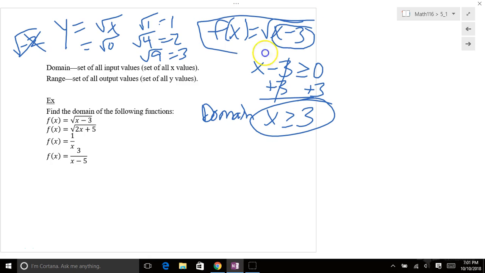And if you think about the original function here, you have to have a 3. You can't have anything smaller because 3 minus 3 is 0. That's where you can start. But if you have that being a 2, 2 minus 3 is negative 1.